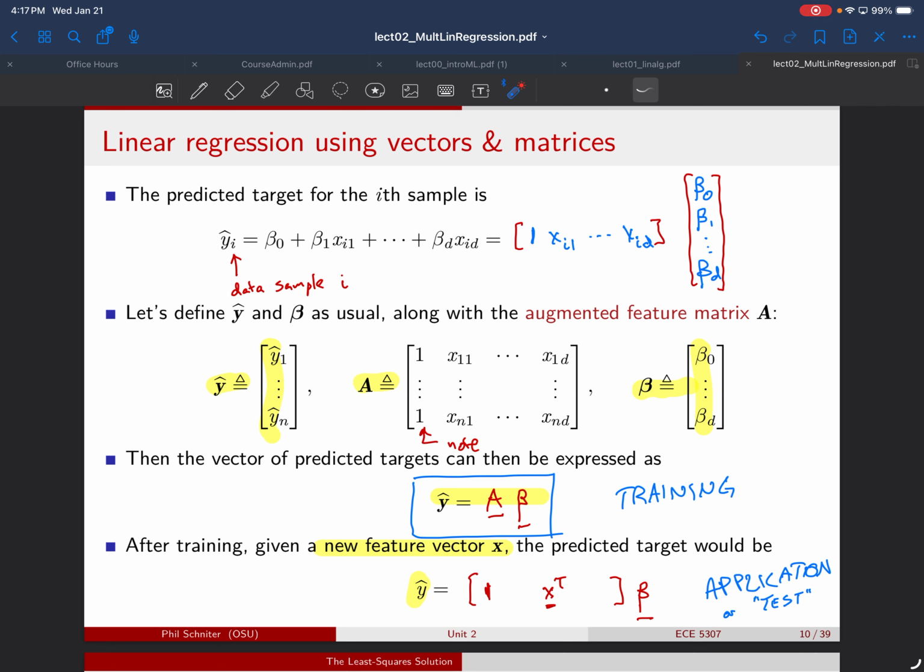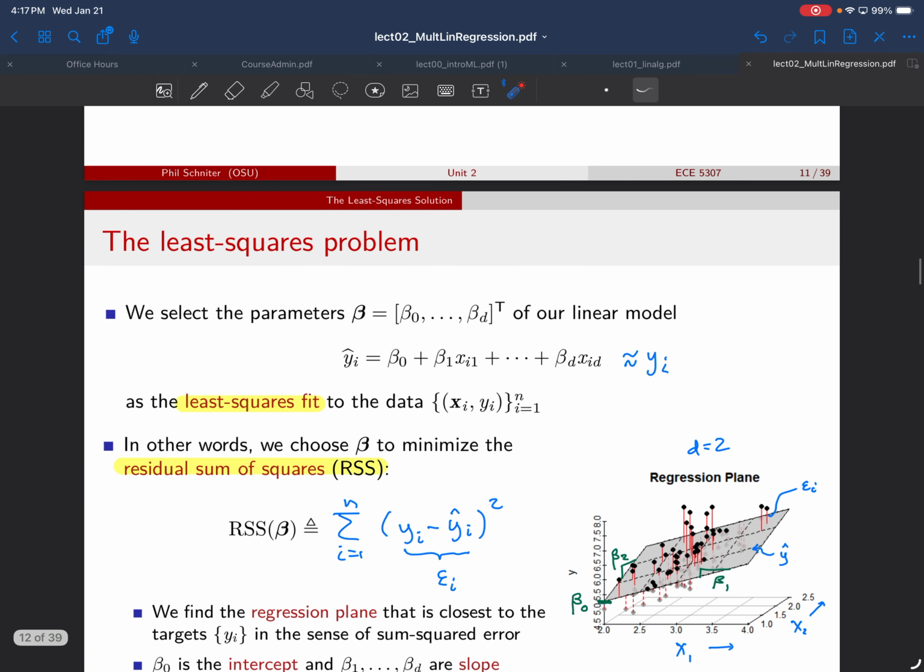Okay, so here we have the vectors and matrices that we need to move forward. Everybody good with this? Or any questions on this? Okay, great.